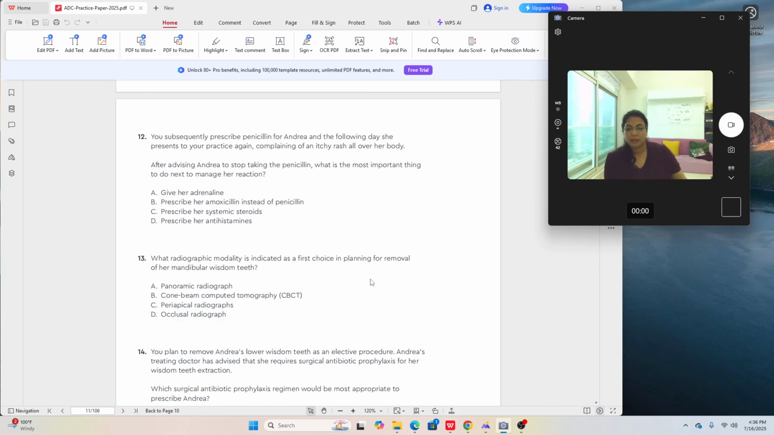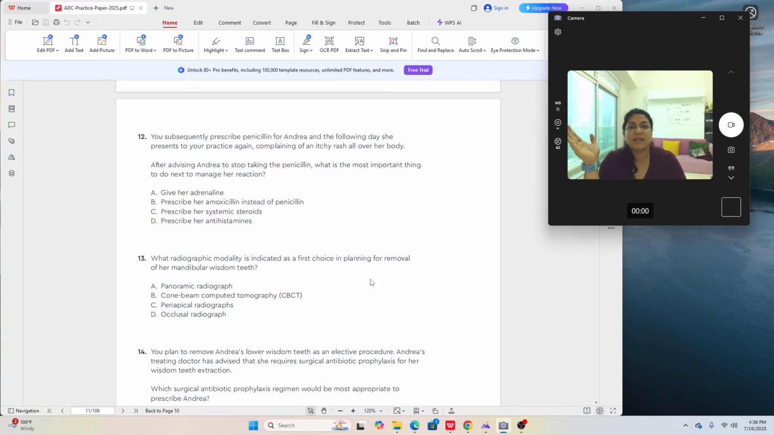Now, if you see the multiple choice questions, you will realize that the sub questions are nothing but basic MCQs. It's like 5 different MCQs on the same subject clubbed to form one scenario. You understand? So your basics have to be very strong. First choice in planning for removal of third molars is always OPG.